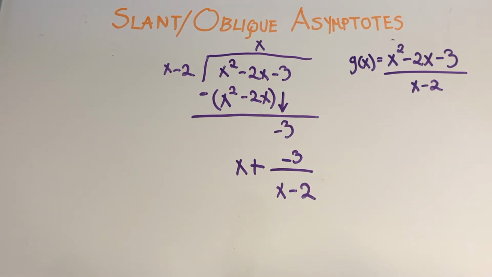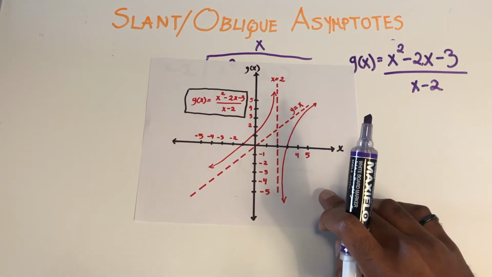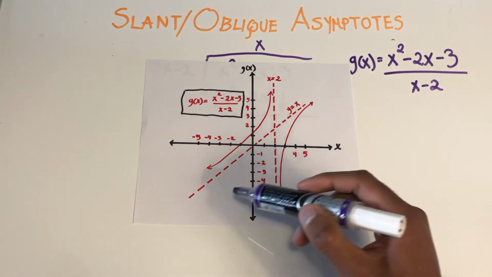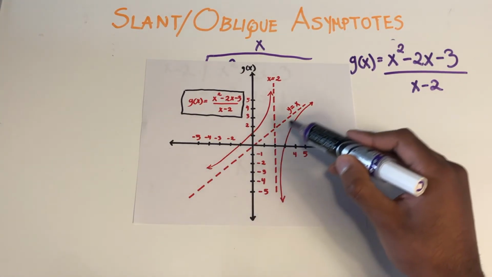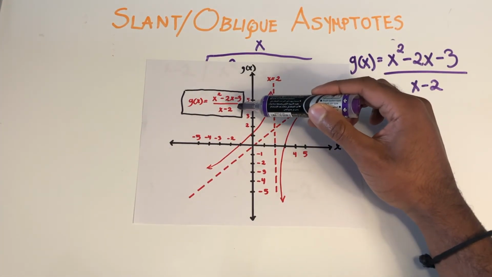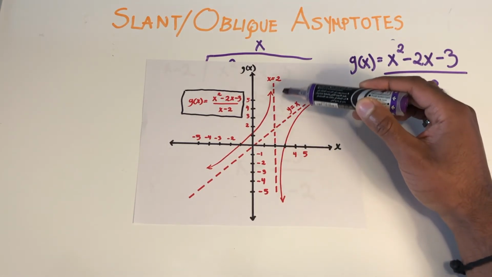I also went ahead and graphed this as well. We have g of x is equal to x squared minus 2x minus 3 over x minus 2. Our slant asymptote occurs at y equals x, which is just a linear function. And we also have a vertical asymptote occurring at x equals 2, which is happening right here.